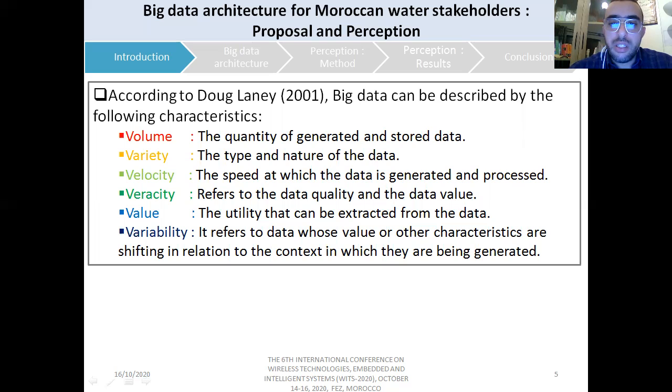Value refers to the utility that can be extracted from the data. Variability refers to data whose value or other characteristics are shifting in relation to the context in which they are being generated. Other important characteristics of big data were introduced by the progress of scientific works, for example exhaustive, fine-grained, and uniquely lexical, relational, extensional, scalability.